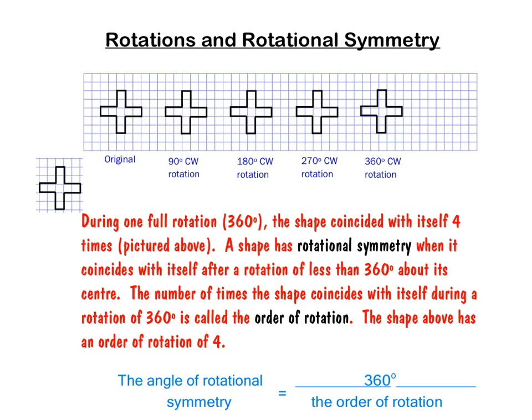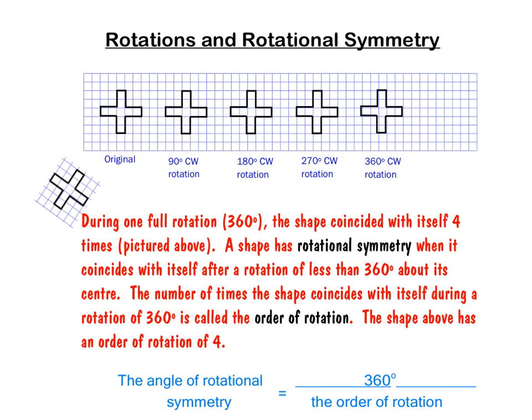Hey grade 9s, today we're going to talk about rotations and rotational symmetry. So when we rotate something, we turn it around. As you can see, I'm turning this object right here and I'm rotating it clockwise. When you think about what clockwise is, just think about the hands on a clock.